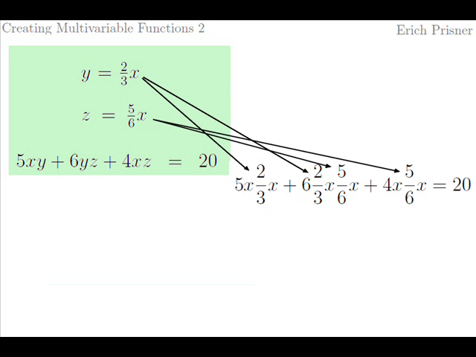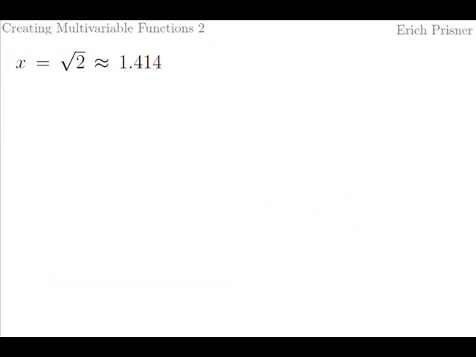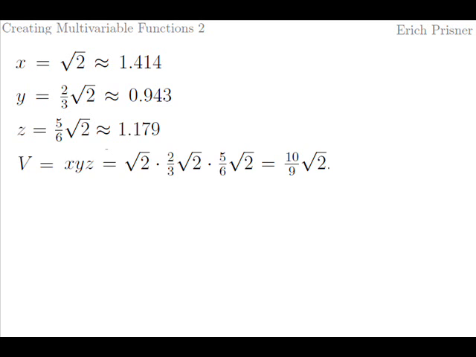We plug this into the last equation and get this equation here, which means we get 10x squared equals 20, x squared equals 2, x equals square root of 2. So again we get x equals square root of 2, which is about 1.414, y equals 2/3 of square root of 2, which is about 0.943, c equals 5 over 6 times square root of 2, which is about 1.179, and for the volume we get v equals x times y times c. We plug the three values in and get 10 over 9 square root of 2. Everything is as in the previous approach, of course.